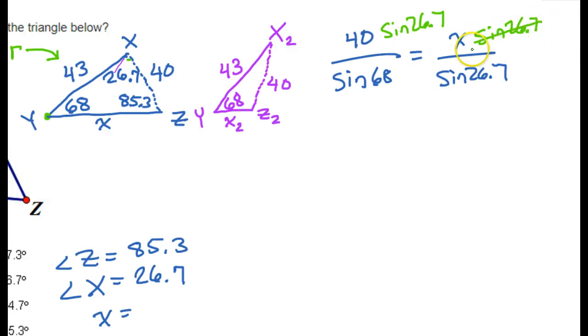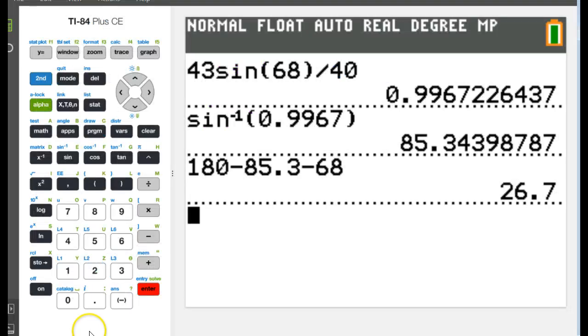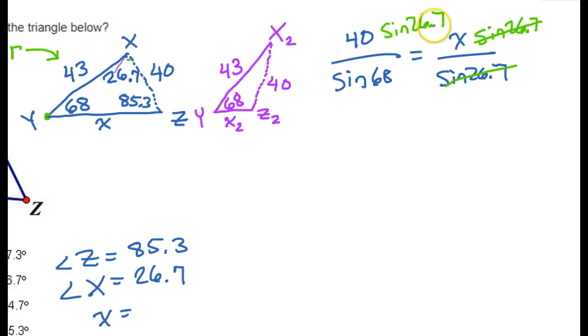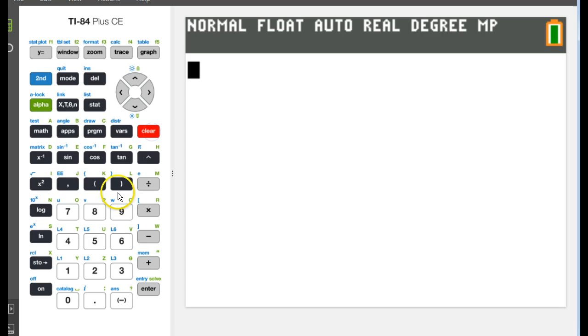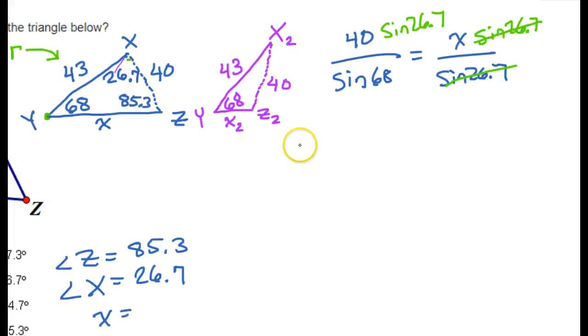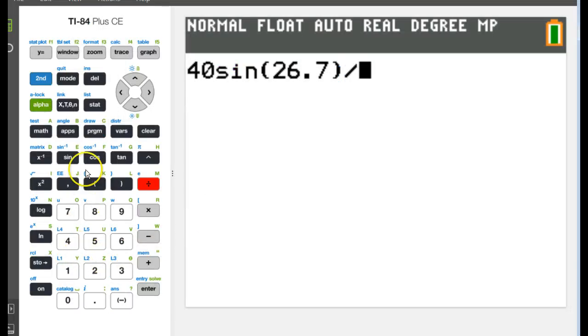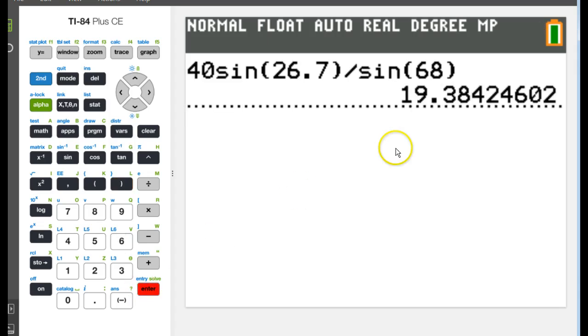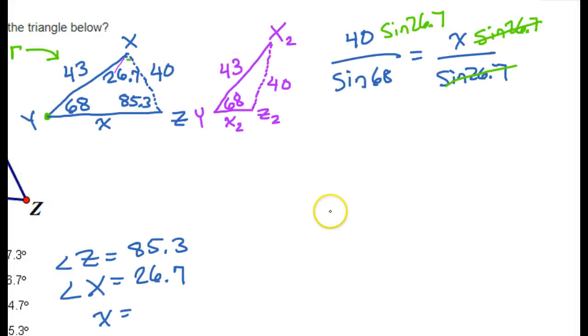So that way the sine 26.7 cancels out. That leaves X by itself. So if I put this in my calculator, that should give me X. Alright, so that's going to be 40 sine 26.7 divided by sine 68. Okay, so that's 19.4. So X is 19.4.